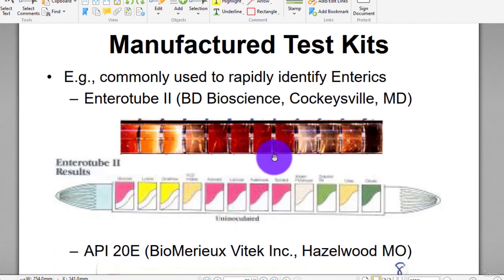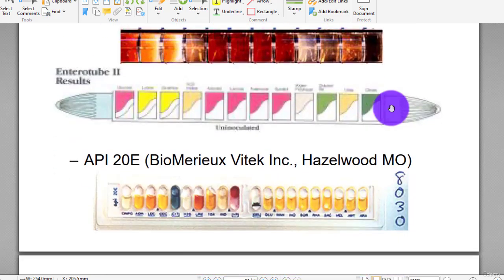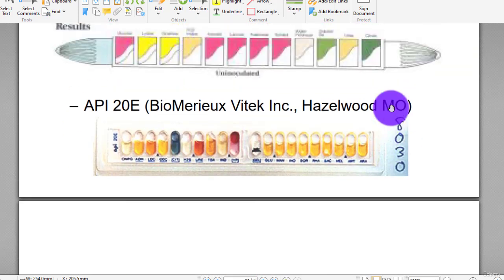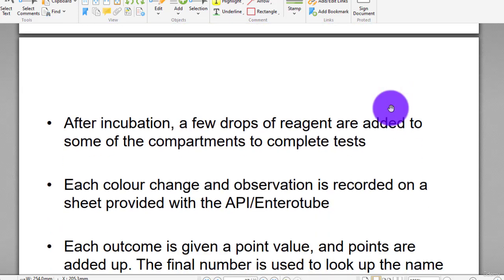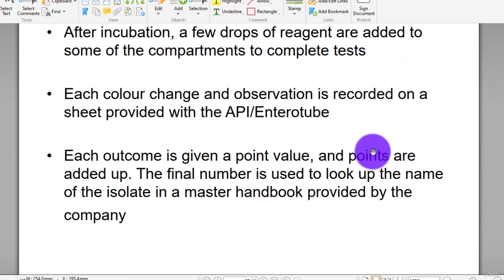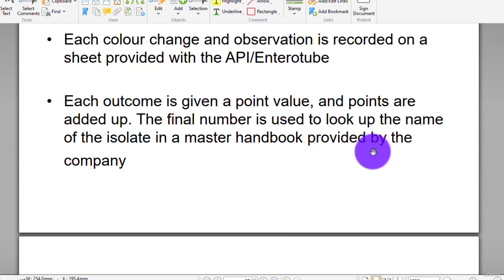Manufactured test kits are commonly used to rapidly identify organisms, such as Enterotube, bioMérieux, and many other manufacturers. After incubation, a few drops of reagent are added to some of the compartments to complete the test. Each color change and observation is recorded on a sheet provided with the Enterotube. Each outcome is given a point value and the points are added up. The final number is used to look up the name of the isolate in a master handbook provided by the company.